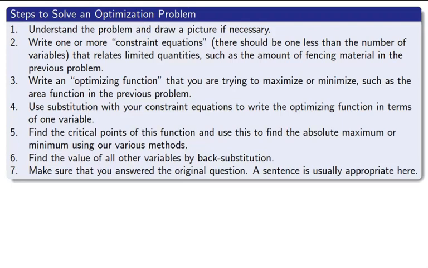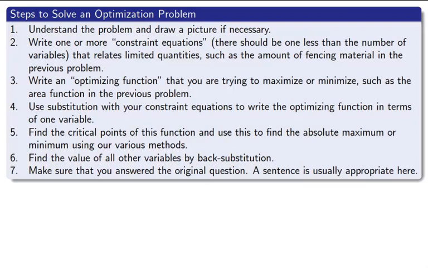Here's a formal writing down of what the steps are. First off, draw a picture if you need to. You've got to understand the problem before you can get anywhere. Second, write a constraint equation. In every problem you'll be told you have a limited quantity of something. So what you do is you write a constraint equation for each limitation.